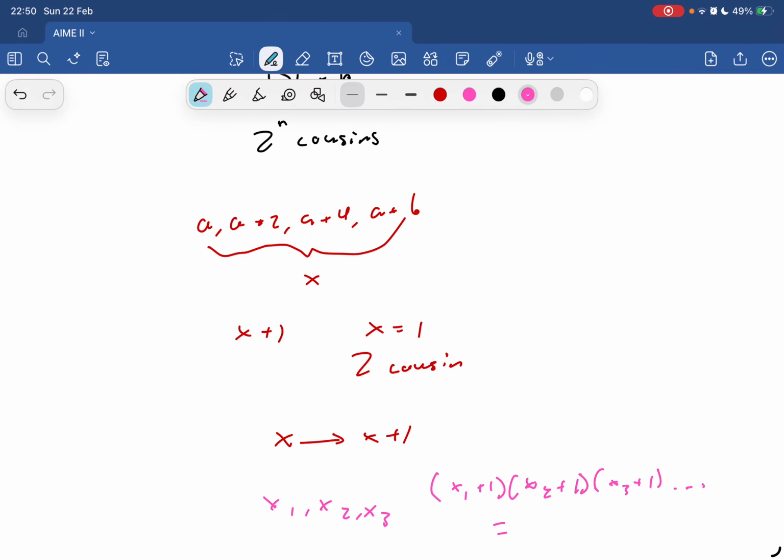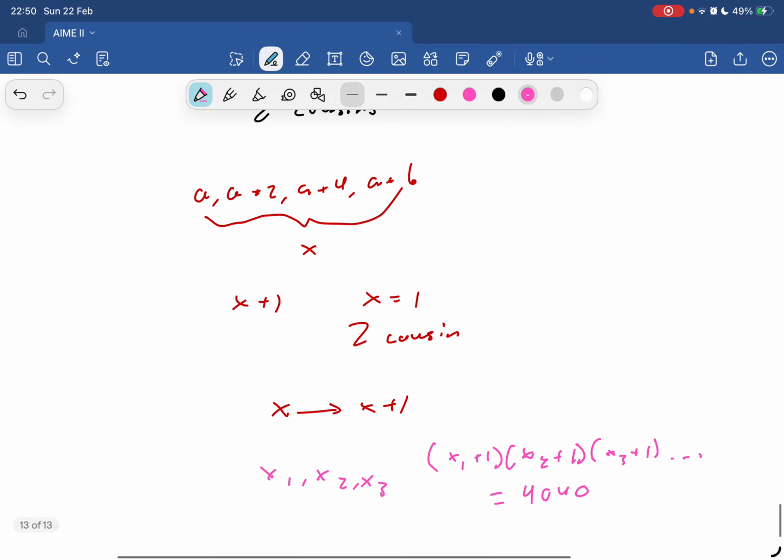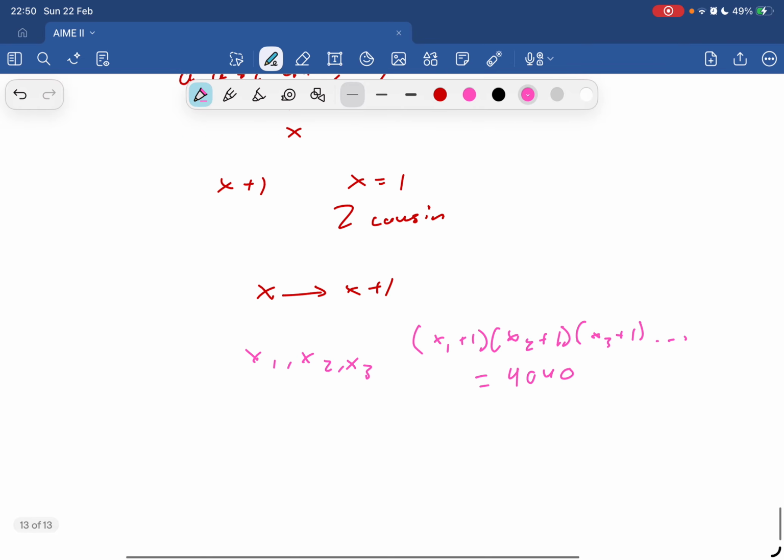Now, we want this product to equal 4040. So let's factor 4040, right? The prime factorization would be 2 to the power of 3 times 5 times 101. Now, we want to minimize the total elements, since this question is asking for the least size of S, right?